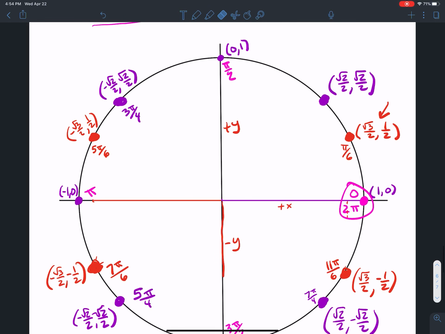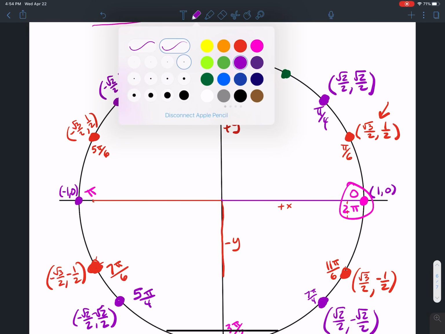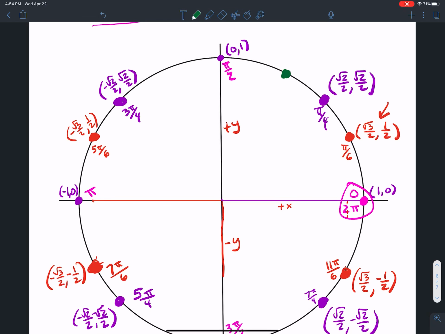One last point to get, and then we'll have them all. We'll do green, why not? So this one here. So once again, that purple one, those were my pi over 4 angles. The last one, the green one here, this is my pi over 3 angle, the triangle. Looks like this. I have 1/2 for the x value, square root 3 over 2 for the y value, and then 1 for my radius. So 1/2 comma square root 3 over 2.